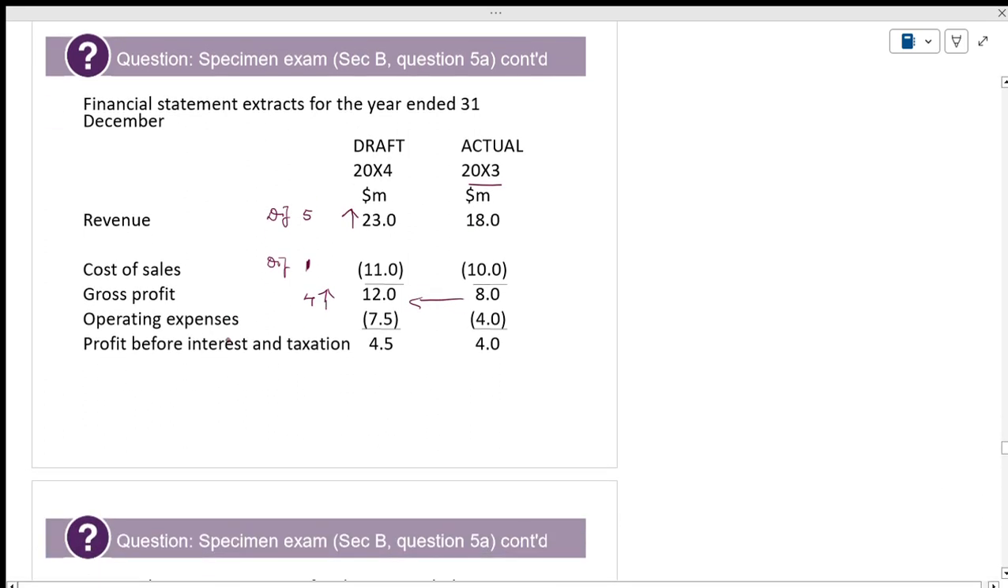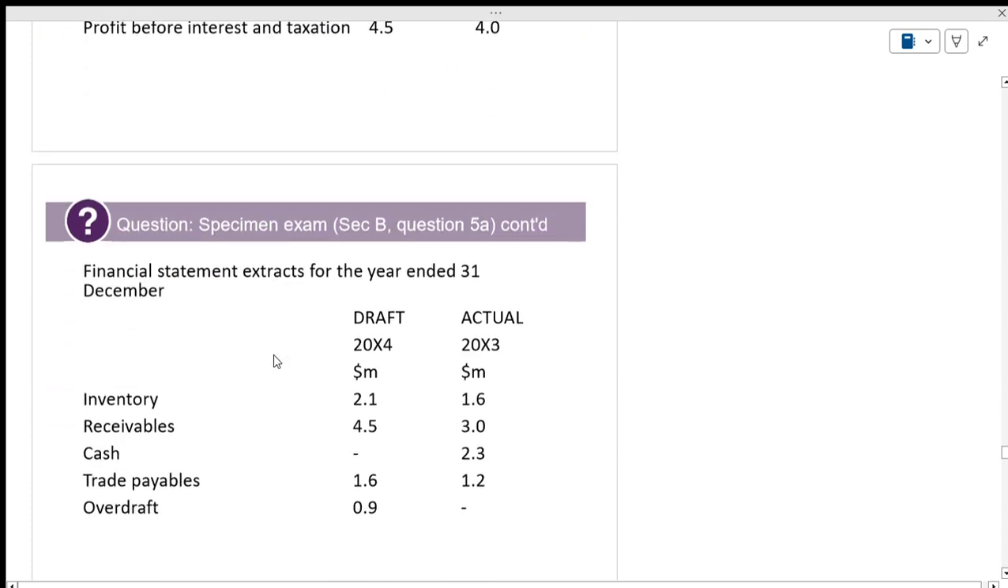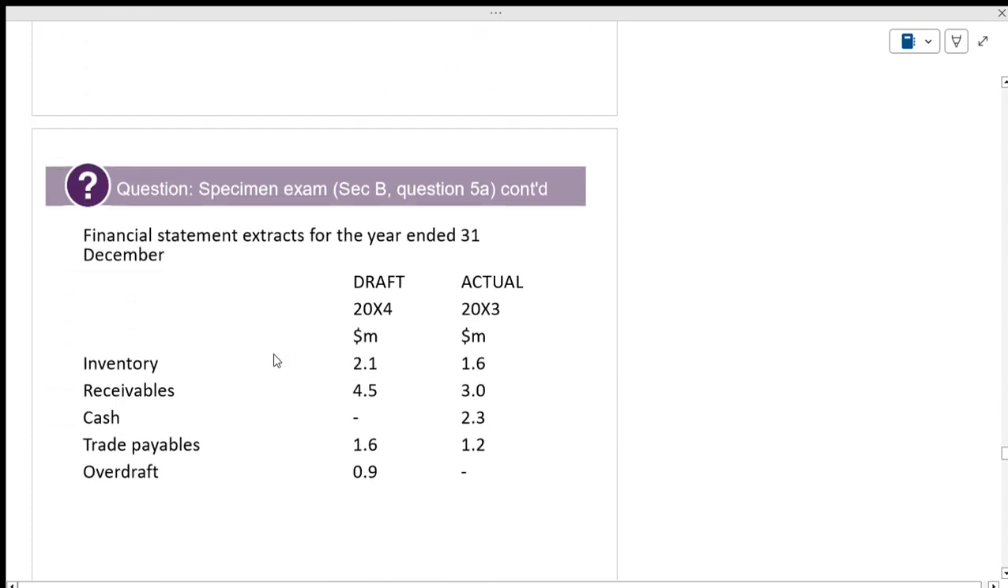You will have the operating expenses and profit before interest and tax. We don't use that here anywhere. Okay, they gave you financial statement extracts. They are talking about the actuals, they are talking about the draft. We don't worry about that, they have given the draft. Whatever the information given, we have to use that. Inventory has increased by 2. Receivables are increasing, the difference is 0.5, and 1.5.